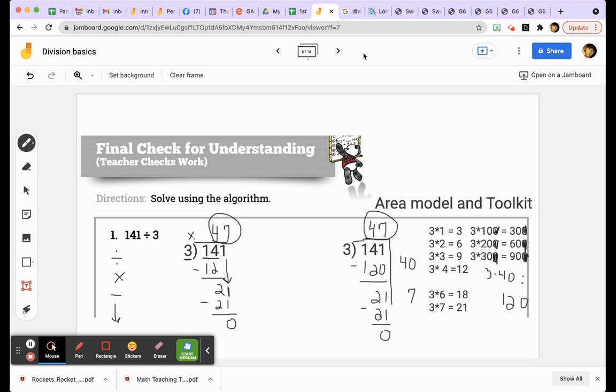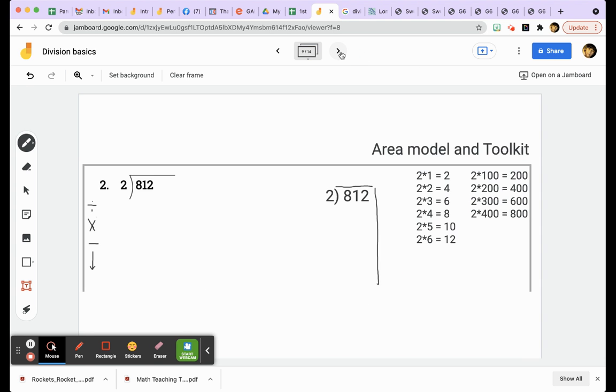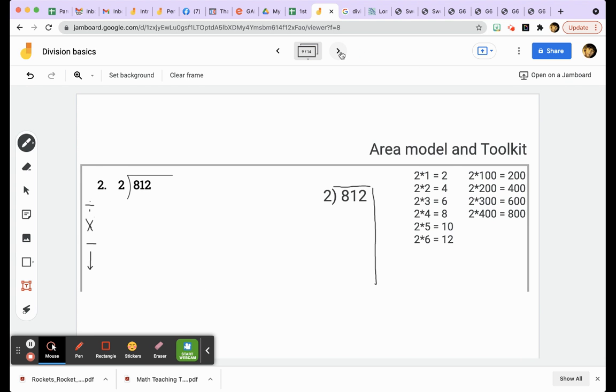So now, final check for understanding. Second example, write down your steps, copy everything you see here, and you're going to complete this on your own. After everyone is done, check back in to see how you did. Pause the video here. Start it again when everyone has finished.